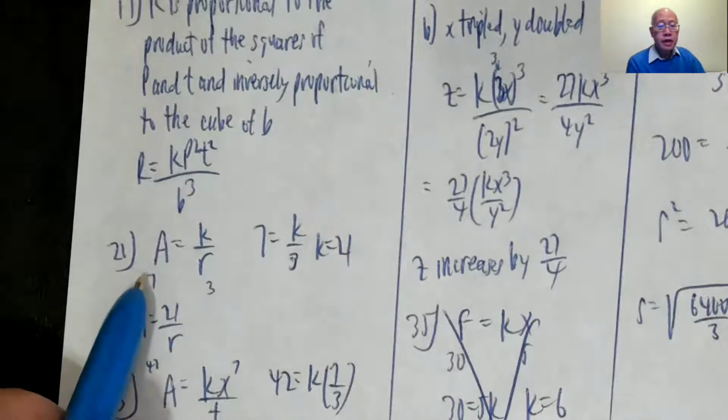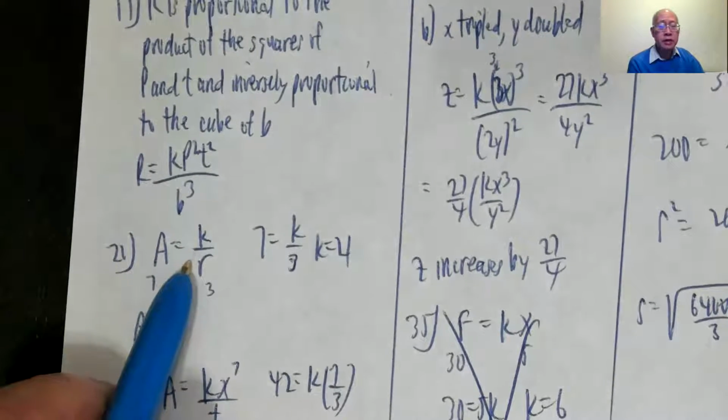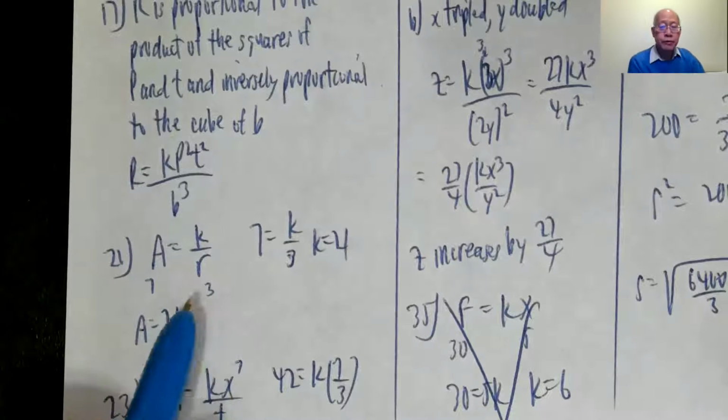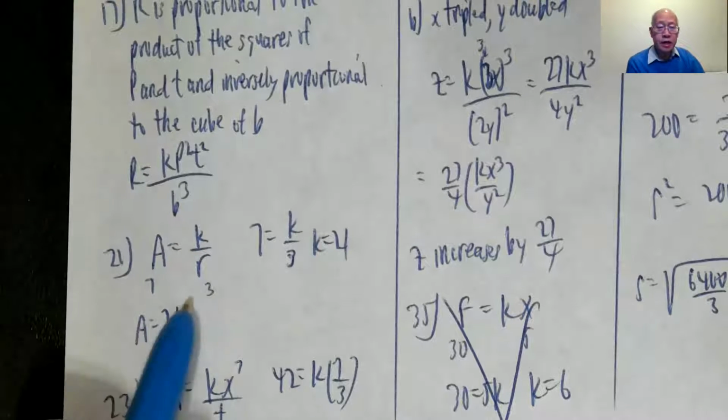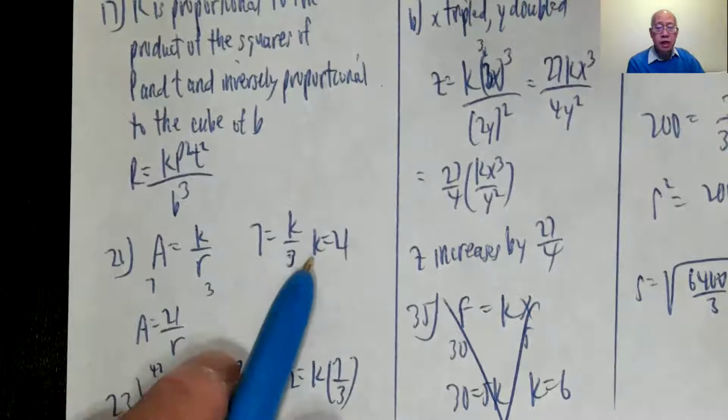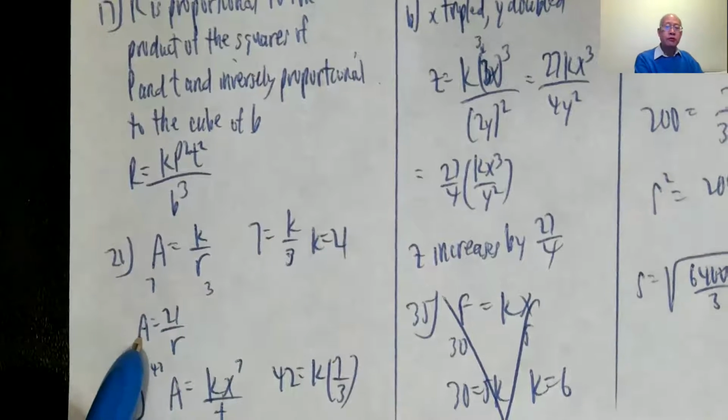21, a equals k over r, that's inverse proportional. A is inversely proportional to r. Then they tell me to plug in 7 for a, 3 for r. 7 equals k over 3, multiplied by 3, k is 21. So a is 21 over r.